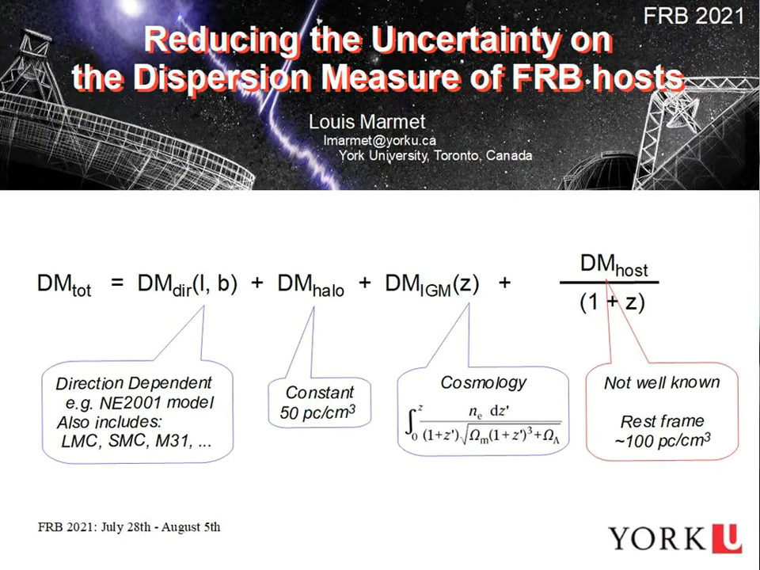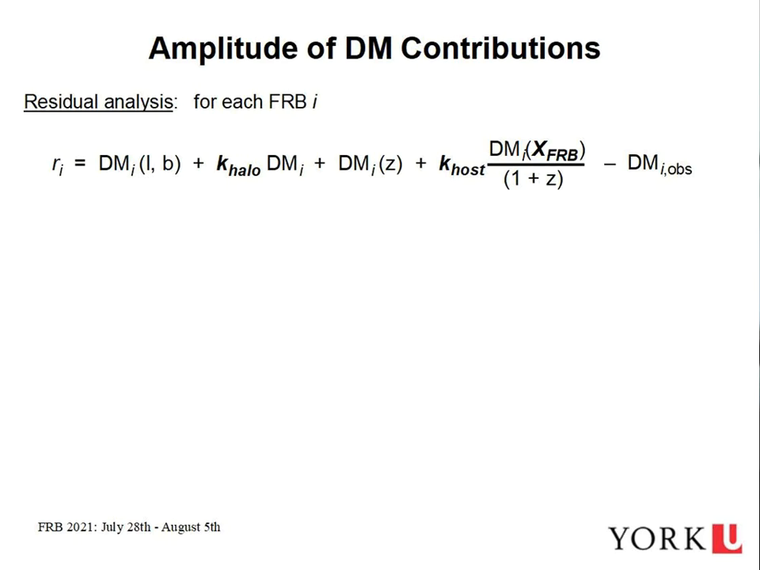I write a total dispersion as a direction-dependent dispersion measure, a constant dispersion measure, so mostly from the halo, a dispersion measure contribution from the cosmology as a function of redshift, and the dispersion measure of the host itself. The equation is rewritten in terms of residuals by subtracting the observed dispersion measure.